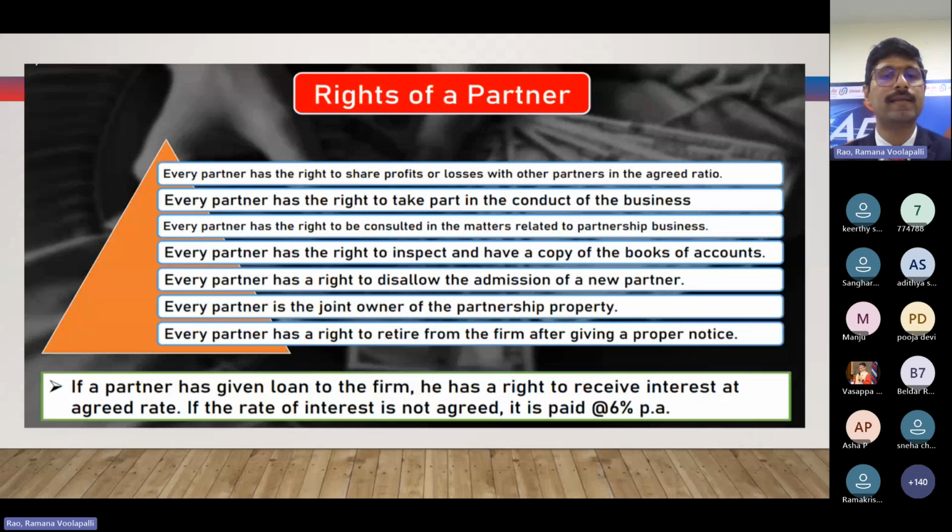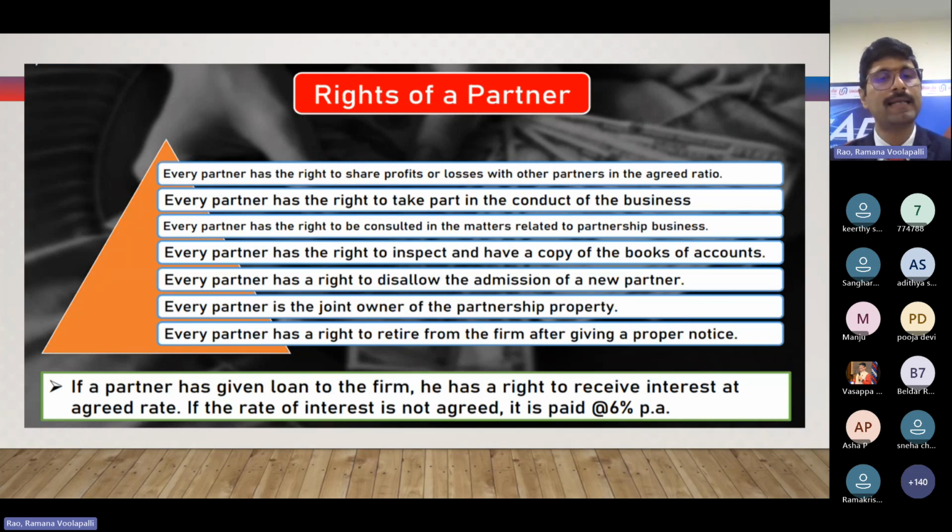Every partner has the right to inspect and have a copy of the books of accounts. Every partner has a right to disallow the admission of a new partner. Every partner is a joint owner of the partnership property. Every partner has a right to retire from the firm after giving prior notice. So only after giving prior notice can a partner retire. These are the rights of the partner.